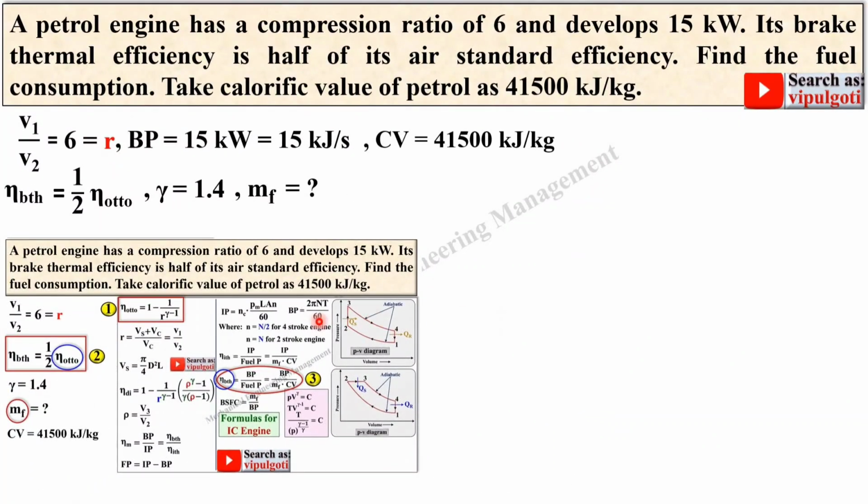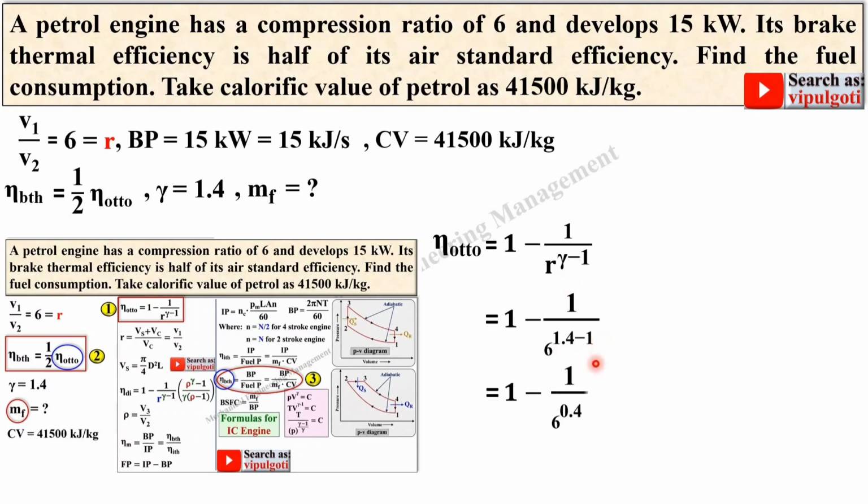So now I am going to follow this first step. Eta Otto is equal to 1 minus 1 upon r raised to gamma minus 1. Put the value. So 1 minus 1 upon r, which is given to you as 6, gamma is equal to 1.4. Simplify this equation. So here you can see 1.4 minus 1 means 0.4. Simplify the whole term, then you will get 0.512. So this is the efficiency of the Otto cycle.